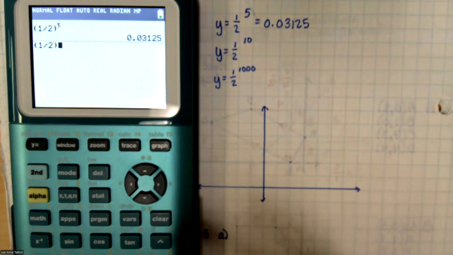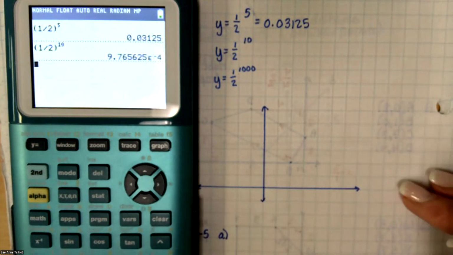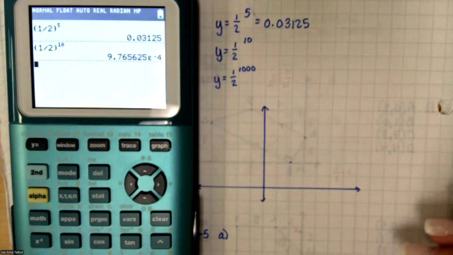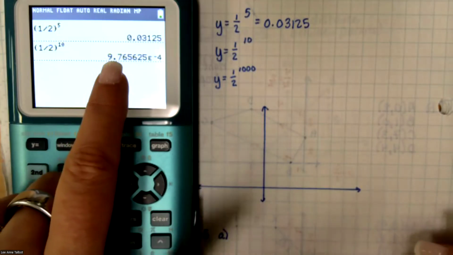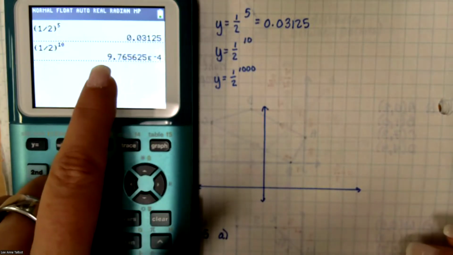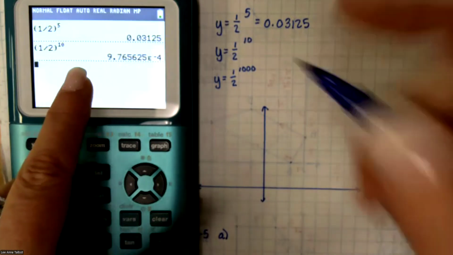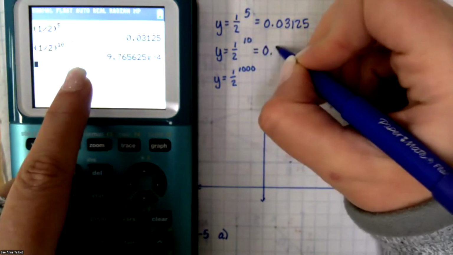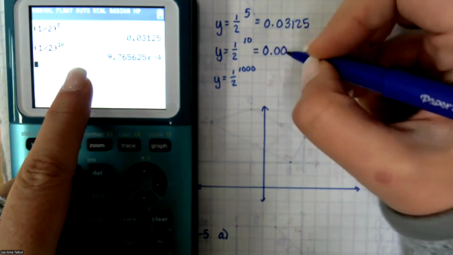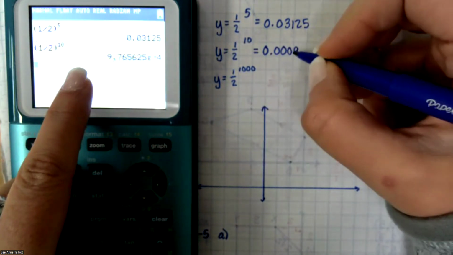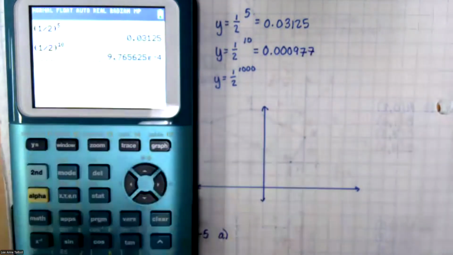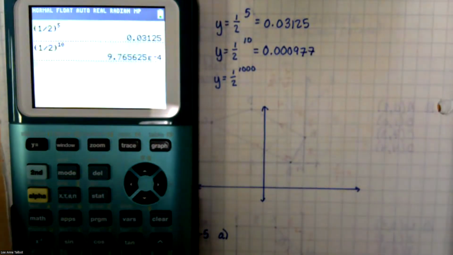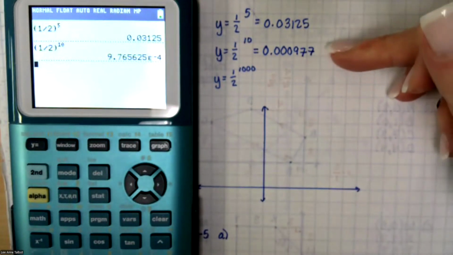1/2 to the 10. That's even a littler number. Okay, so remembering scientific notation, this means I need to move the decimal 4 spots. So 1, 2, 3, 4, which means there's going to be 3 zeros in front of the 9. That's an even littler number.